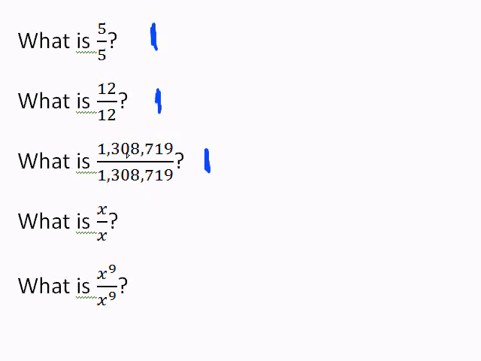The whole point of this, again, is to lead you up to a concept or an idea, because we're about to divide two of the same letter. What is x divided by x? The answer is 1, because you're dividing x by itself. What about x to the 9th over x to the 9th? Again, the answer is 1, because you're dividing x to the 9th by itself.